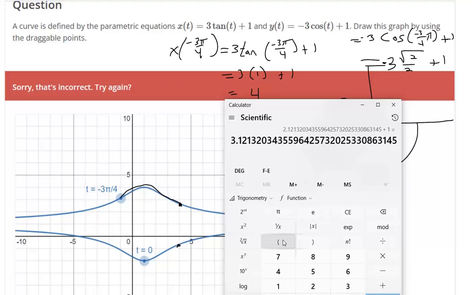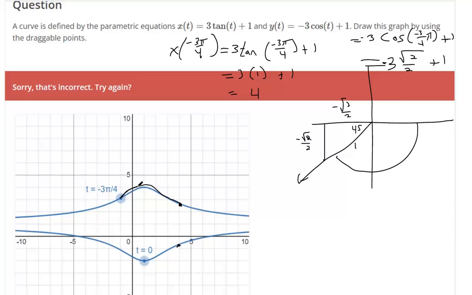That's a little bigger than what the graph is suggesting. Maybe you can drag it up or something like that, but this dot should definitely be over here. When t equals negative 3 pi over 4, the dot should be at positive 4 on the x-axis. And it looks like the y dot should be up a little bit. But maybe Newton's going to move that up when that happens, because I don't have access to the graph. Okay, so that is t equals negative 3 pi over 4.